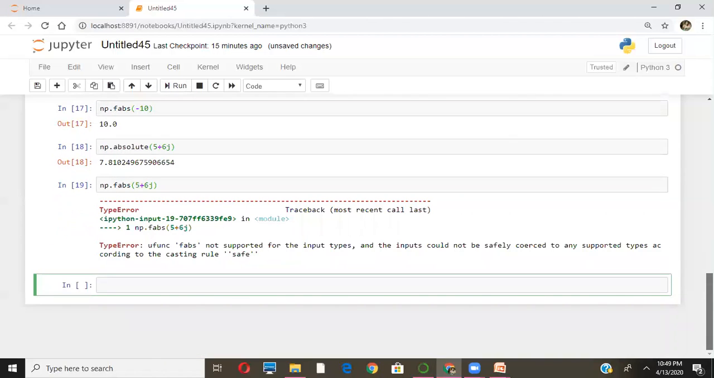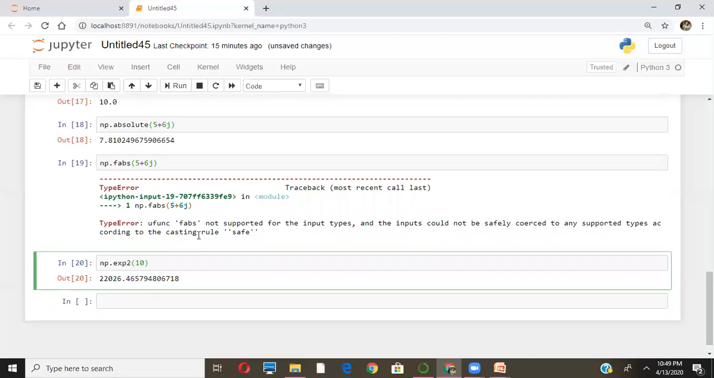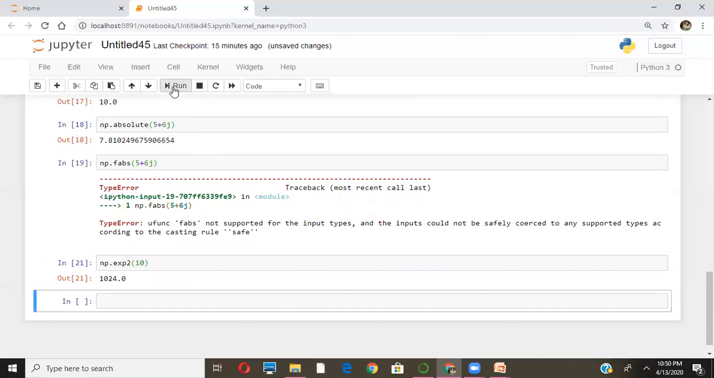Okay, and then we have some functions like exponent and all. So you can try it out. Exp of 10. When I give exp, that is basically e to the power of 10. The same thing we can do with exp2 of 10. Okay, so this also gets calculated. It is basically 2 to the power of 10, and the value comes in float.